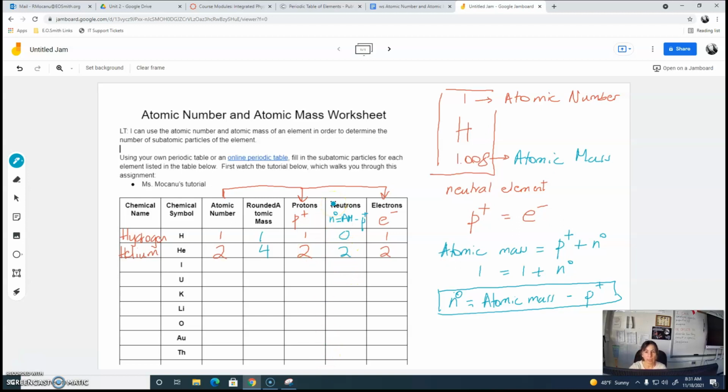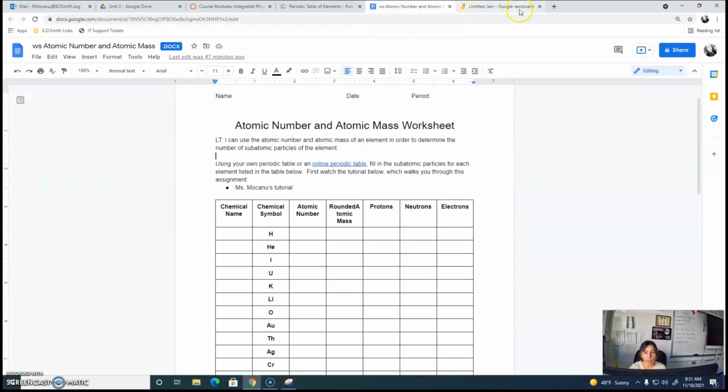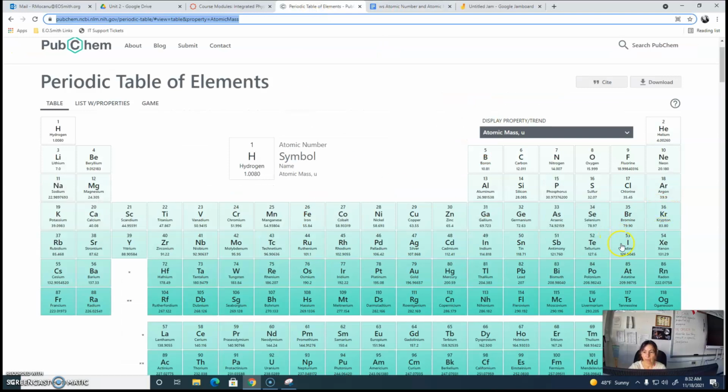Let's go and do the next one, iodine. Again, I'm going to go to my periodic table and look for iodine. How do I know it's iodine? Because I can see the symbol I. If you don't know it's iodine, I'm not expecting that you already know that. What you would do is go to the periodic table and look for the capital letter I. I can find that right here. I stands for iodine.